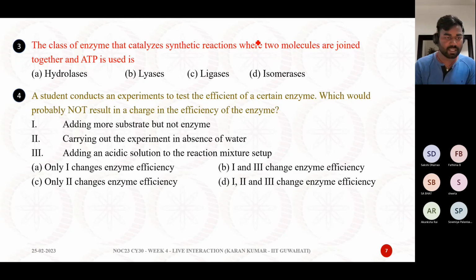So the next question is: a student conducts an experiment to test the efficiency of a certain enzyme. Which would probably not result in a change in the efficiency of the enzyme? The statements are: adding more substrate but not enzyme, carrying out the experiment in absence of water, and adding an acidic solution to the reaction mixture setup. Option A, only 1 changes the enzyme efficiency. Option B, 1 and 3 change the enzyme efficiency. Option C, only 2 changes the enzyme efficiency. And option D, 1, 2, 3 change the enzyme efficiency.